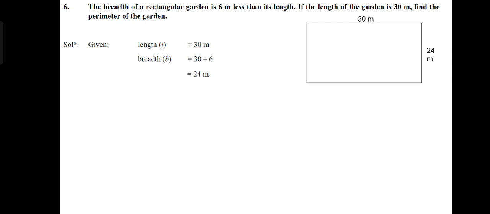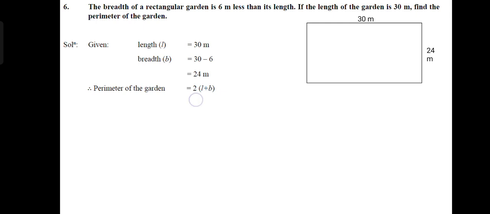So using this length and breadth, we will be able to find out the perimeter of the garden. Therefore the perimeter of the garden will be twice length plus breadth. As you can see, twice length plus breadth. This is the formula for perimeter of rectangle. And why have we used this perimeter of rectangle formula? Because it is a rectangular garden. Got it? So twice length plus breadth.